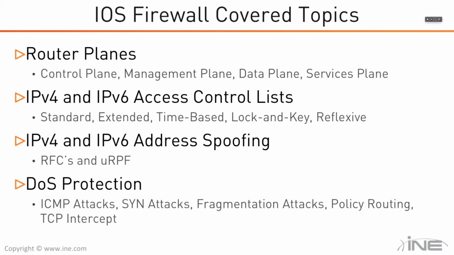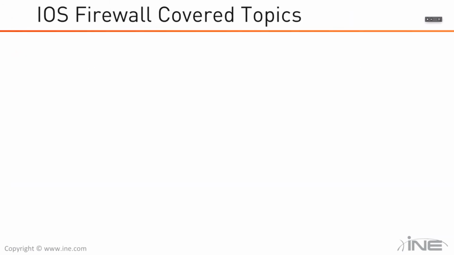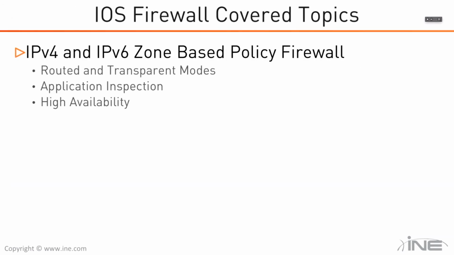So it's important to grasp these features before we see how they work within the zone-based policy firewall. Then we're going to go to the zone-based policy firewall implementation. We're going to speak about both modes, routed and transparent, application inspection as well, and high availability. I'm going to touch base with all of the zone-based policy firewall features out there. This is just a couple of the main things we're going to touch base with.